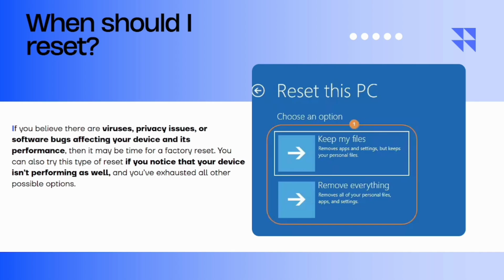You can ask yourself, when should I reset my computer? If you believe that there are viruses, privacy issues, or software bugs affecting your device and its performance, then it may be time for a factory reset. You can also try this type of reset if you notice that your device is not performing as well and you have exhausted all other possible options.